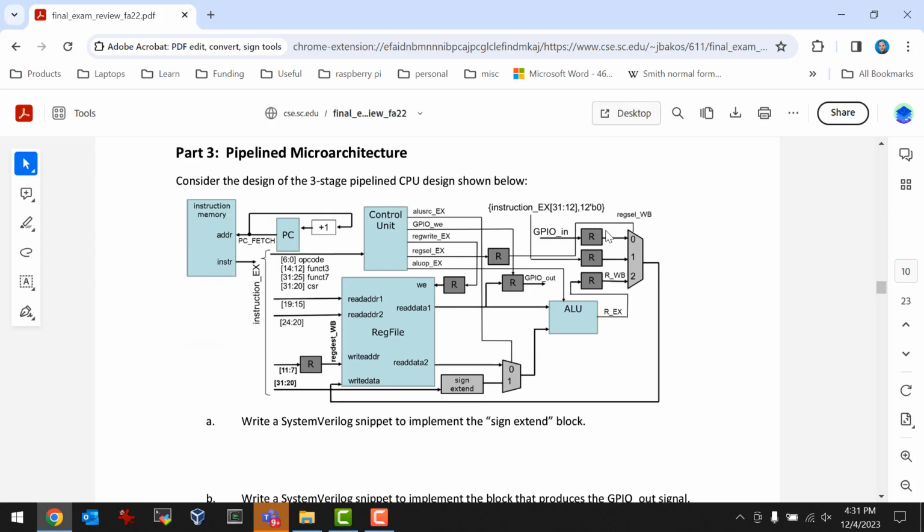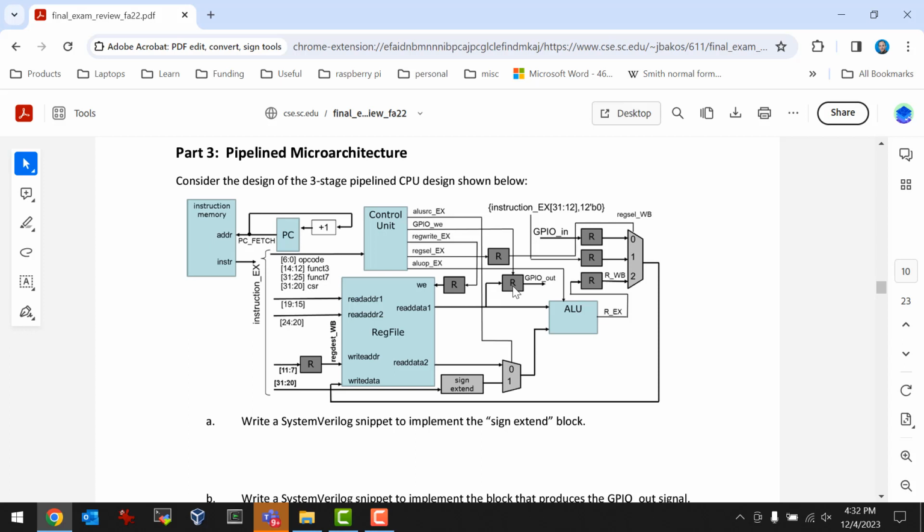Okay. Write a SystemVerilog snippet to implement the block that produces the GPIO out signal. A lot of groups had trouble with this, GPIO out, because they forgot to implement the enable. So when they ran their code on the board, the GPIO out got the value that it should get, but only for 1 clock cycle, and then it got reverted to 0 again, right? Because the enable was always enabled. You guys with me? So you need an enable on there.